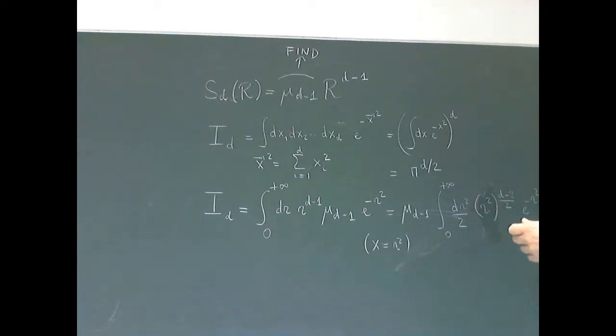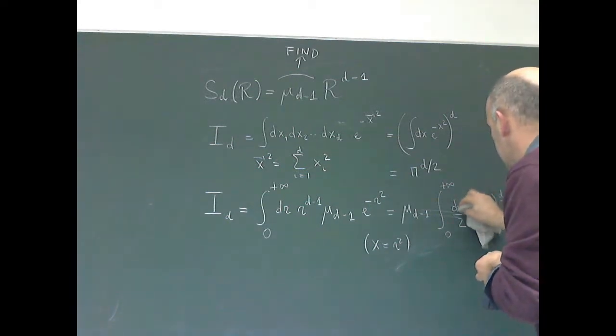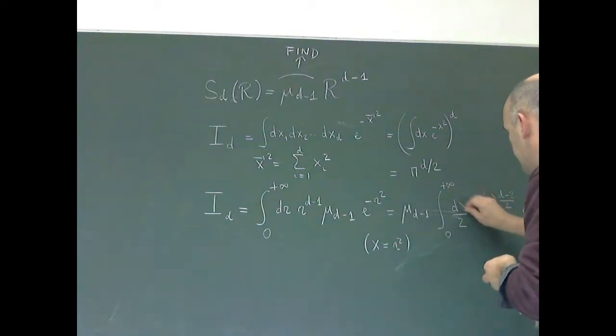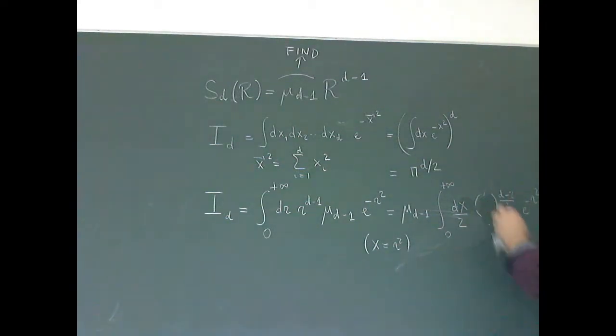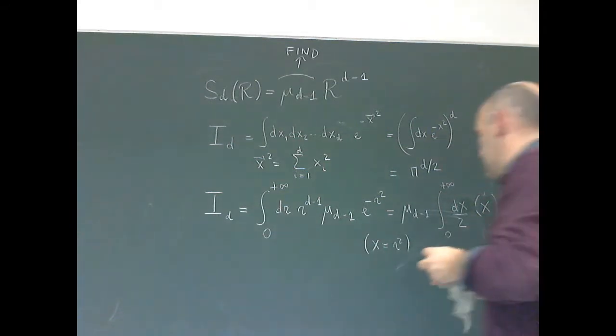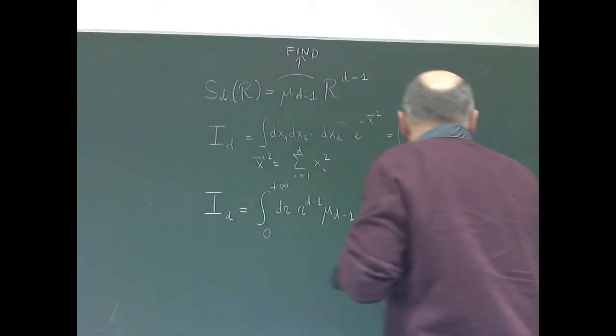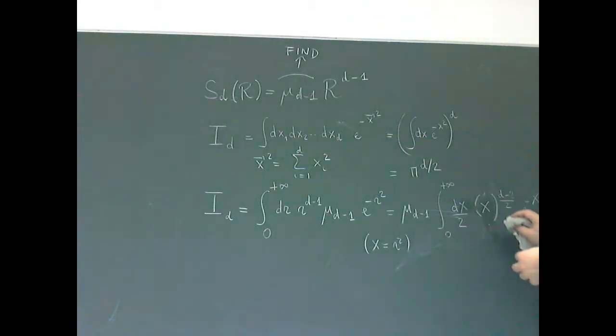Now I can change the variable, so I have r squared everywhere. I can put an x here, I call this x, e to the minus x. Therefore, at the end of the calculation, I can rewrite this as d divided by 2 minus 1.